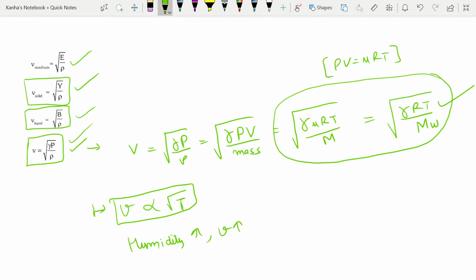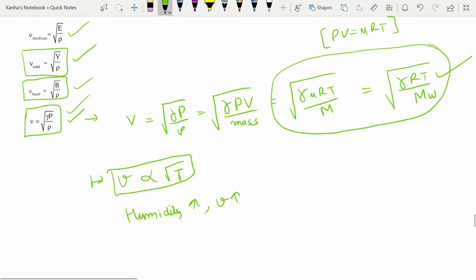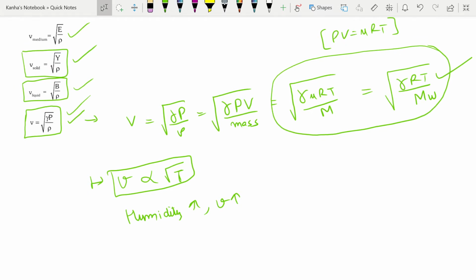Also note that pressure has no effect on this. Although pressure comes in the equation here, you see at the end that pressure has really no influence on it. Pressure will have no effect. There will be an effect of motion of air. There will be an effect of frequency. We'll look at the Doppler effect for that.